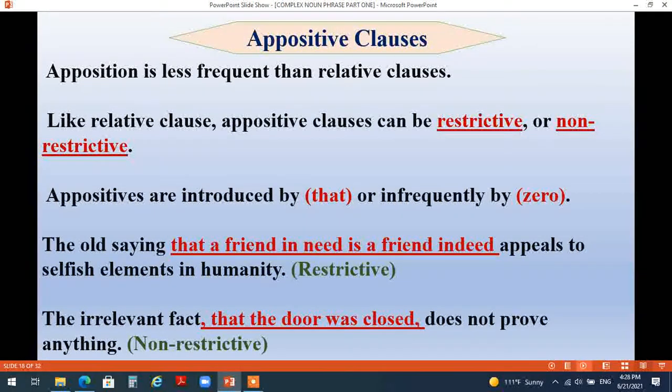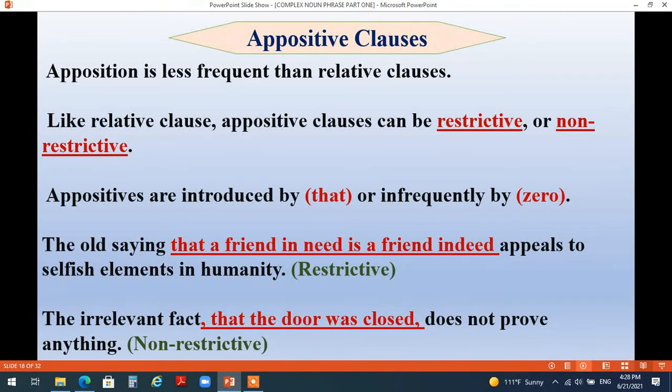Appositives are introduced by that or infrequently by zero. عادة الappositive clause نستخدم بيها that، يعني لا نستخدم أي pronoun آخر، فقط نستخدم that. وأحيانا ونادرا جدا إنه نجد appositive clause بدون أن نجد فيه that، يعني we call it zero appositive clause. لاحظوا في المثالين أمامنا، المثال الأول هو restrictive appositive clause.